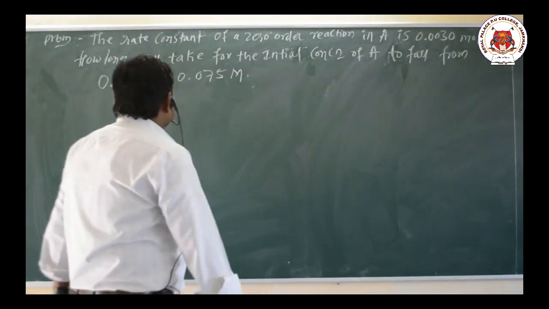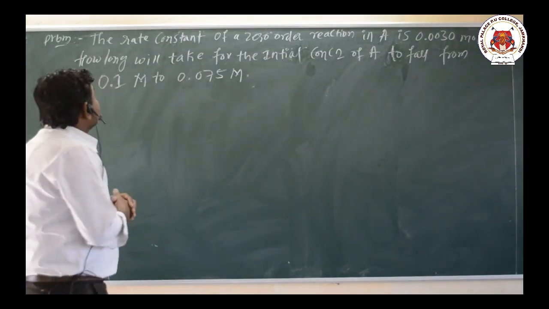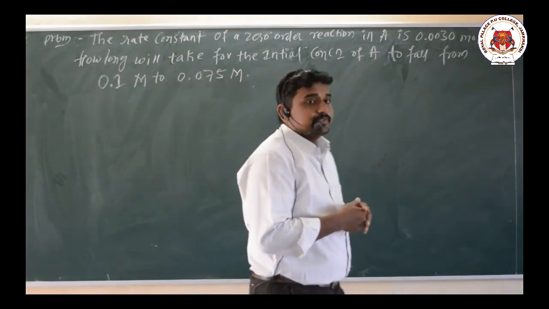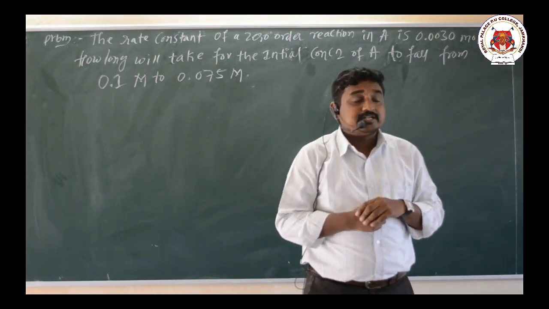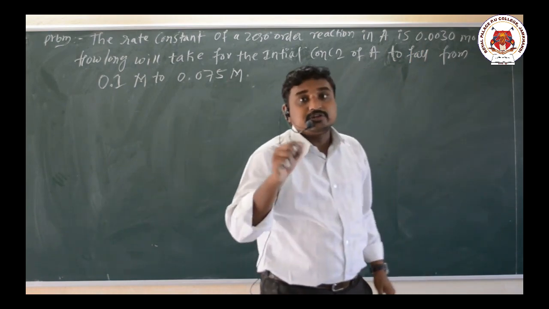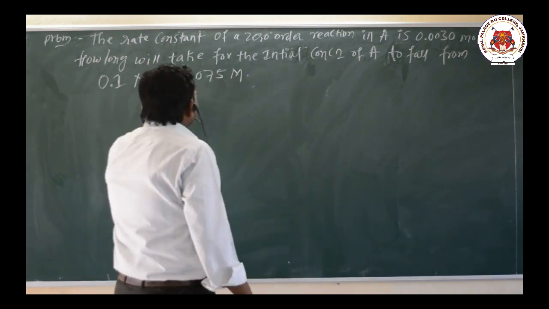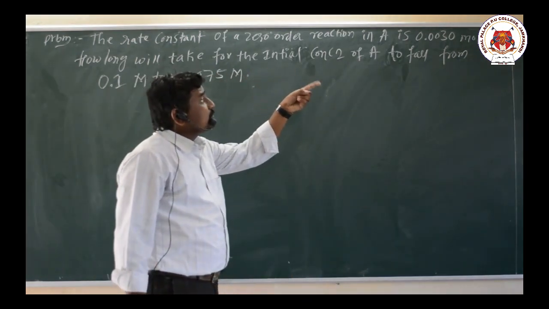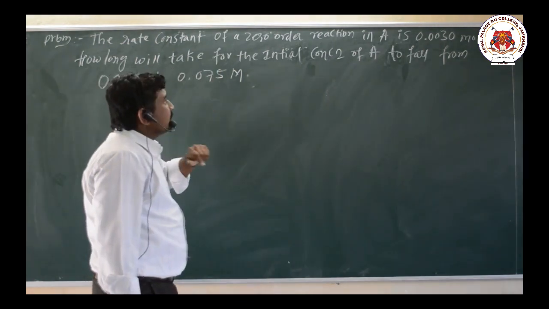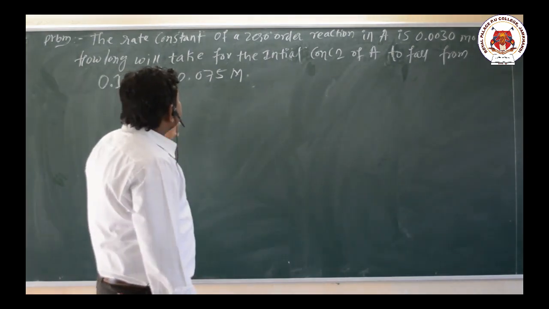The problems related to the zero order reaction that we derived. Problem number 1: the rate constant of a zero order reaction, that is A, is 0.0030 mole per liter per second, that is the k value. How long will it take for the initial concentration of A to fall from 0.1 M to 0.075 M? They have given the value of k, the rate constant, and they asked for the time.